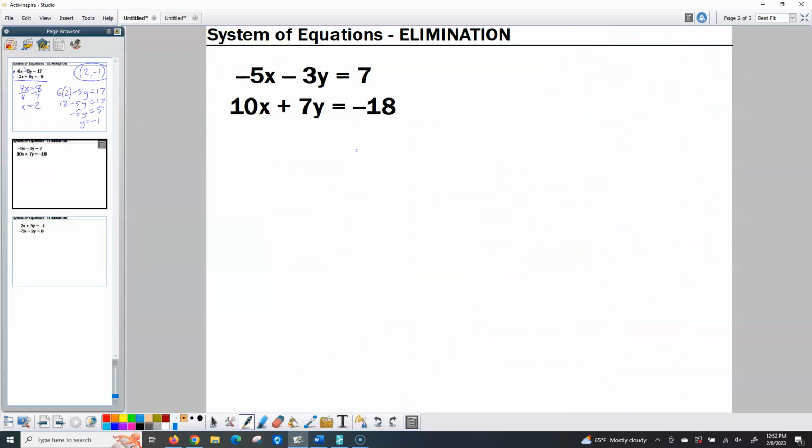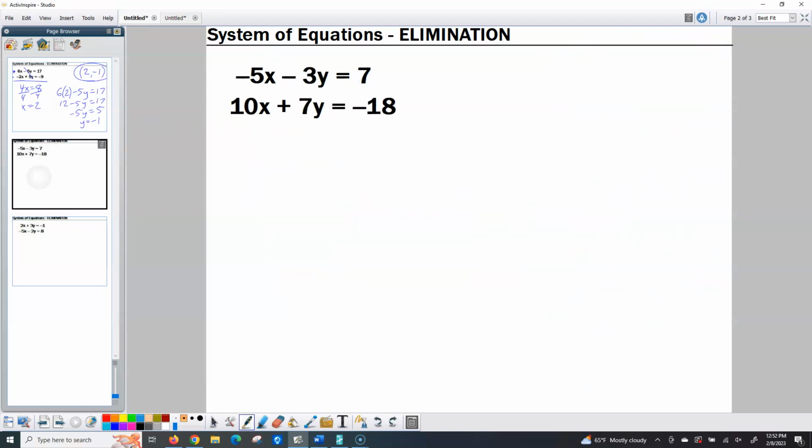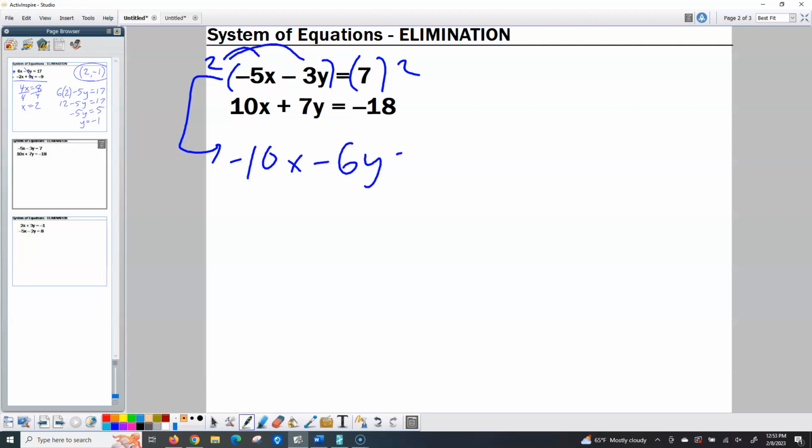So I've got negative 5x minus 3y equals 7, and 10x plus 7y equals negative 18. On that last one, the negative 5y and 5y were really easy. This one is not as easy, but I could rewrite that top equation to help me out. I could multiply both sides of that equation by 2. I really could multiply by any number. The 2 is really convenient, though, because that would leave me with negative 10x minus 6y equals 14.